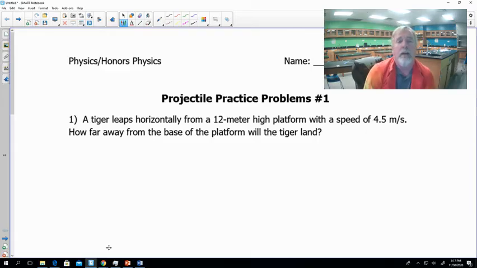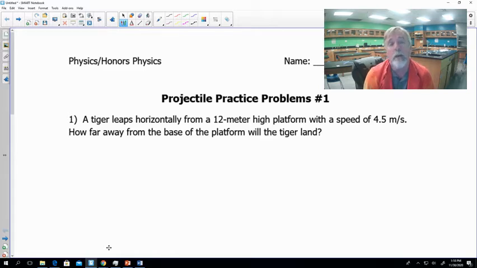Hi, physics class. Today, I want to continue going over our projectile practice problems. So projectile motion, if we recall, was when we take an object and the only force acting on it is the force of gravity. Now, projectile motion is an easy motion to understand because oftentimes a lot of the variables are going to fall out of our kinematics equation.